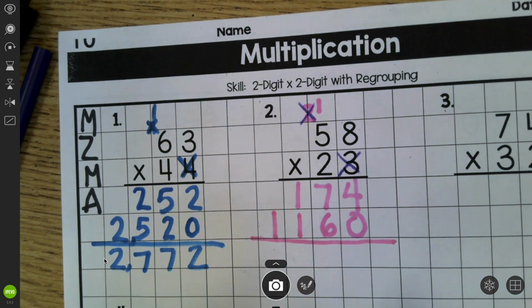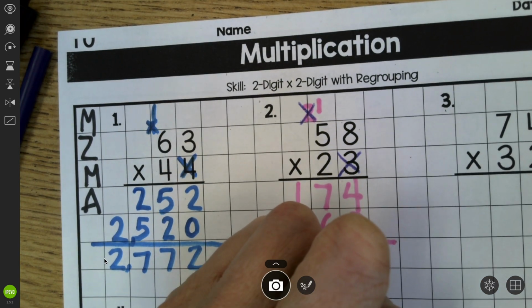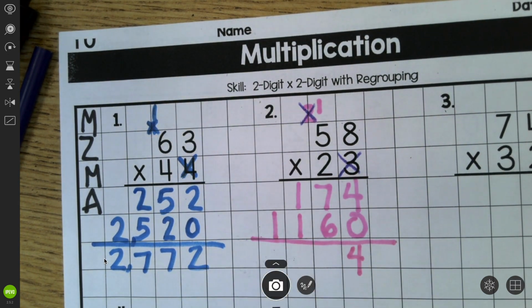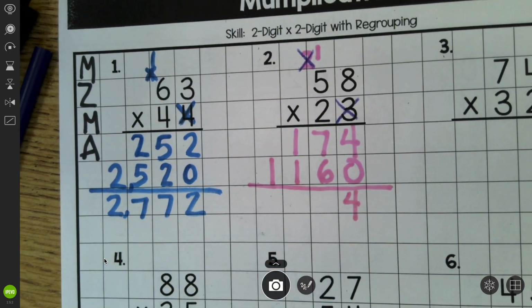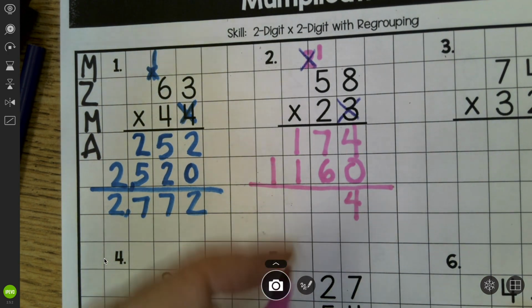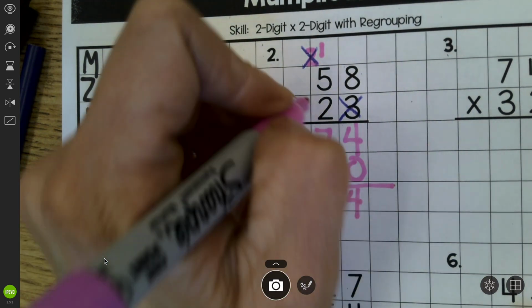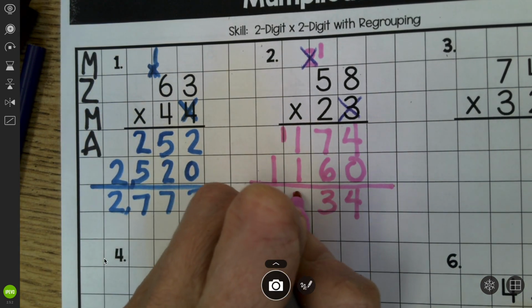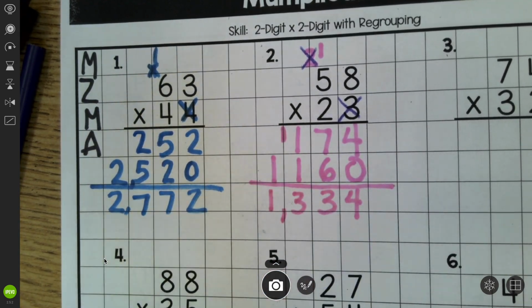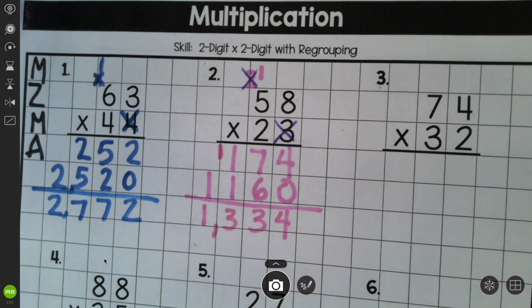Starting in the ones place always, 4 plus 0 is 4. Then I need to add 7 plus 8. I'm going to put a 7 in my head and I'm going to count up. 7, 8, 9, 10, 11, 12, 13. 3 and a 1. Then I need to add 1 plus 1 plus 1. 1, 2, 3 and 1. 1,334.